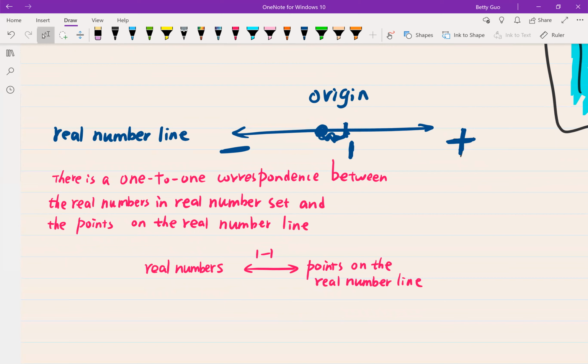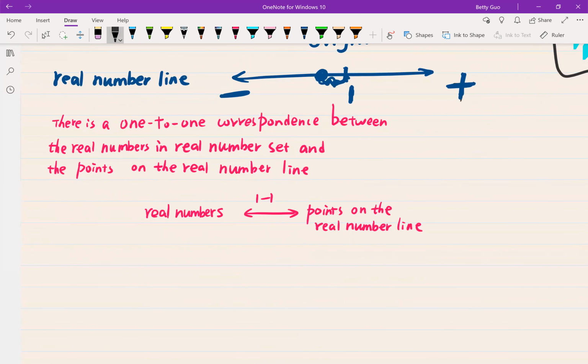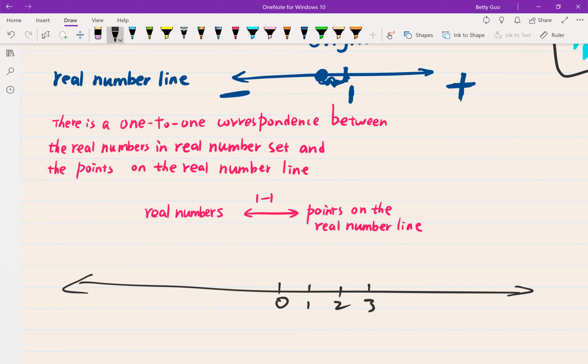In fact, there is a one-to-one correspondence between the real numbers in the real number set and the points on a real number line. Let me explain what I mean. So let's say we have a real number line. This is 0. This is 1, 2, 3, 4, 5, 6, 7, and so on. It's -1, -2, -3, -4, -5, -6, -7, and so on, right? So this is a real number line. How many points on the line? Infinitely many, uncountably many points.